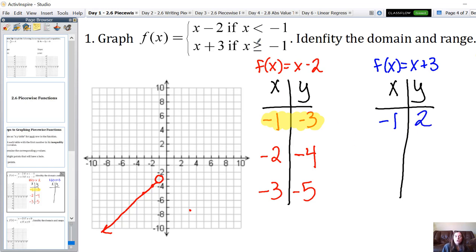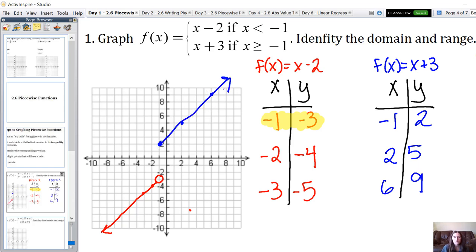Then we're taking any numbers that are greater than -1. We've already used -1, so something bigger than that. We could do 2, we could also do 6, anything that is bigger than -1. So when I do that, 2 plus 3 is 5, and 6 plus 3 is 9. So now we can plot these points. Here, since it's greater than or equal to, we're not going to have a hole. So at -1, we're going to go up 2, and we're going to have a regular point, a filled-in circle there. Then at 2, we're going up 5, and at 6, we're going up to 9, and then there is this line.